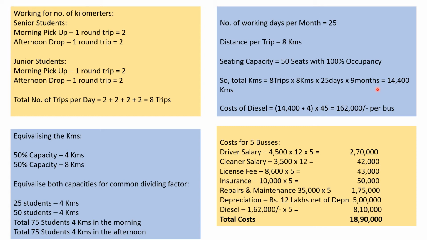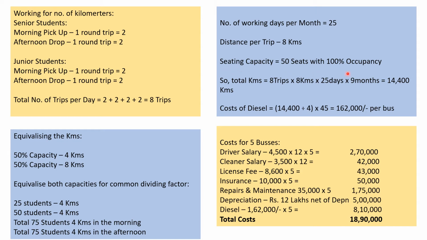Why am I calling it per annum? Because I multiplied with the number of months the bus is being operated. So it is for per annum. If I don't multiply with 9 months, then it becomes per month. But I have multiplied with 9 months, so it is 14,400.